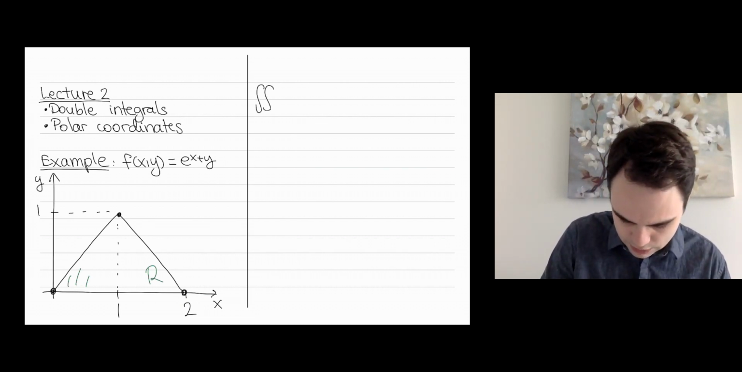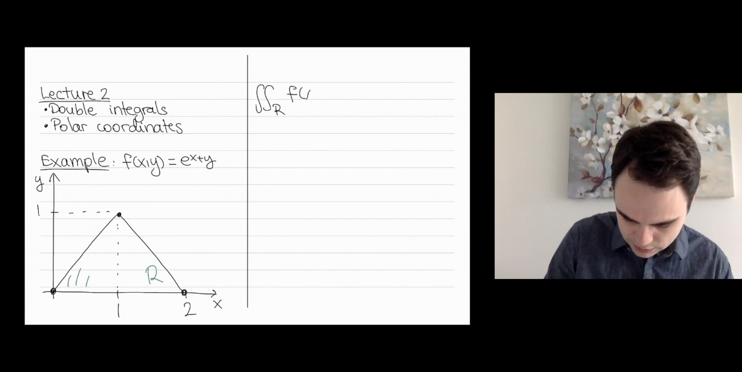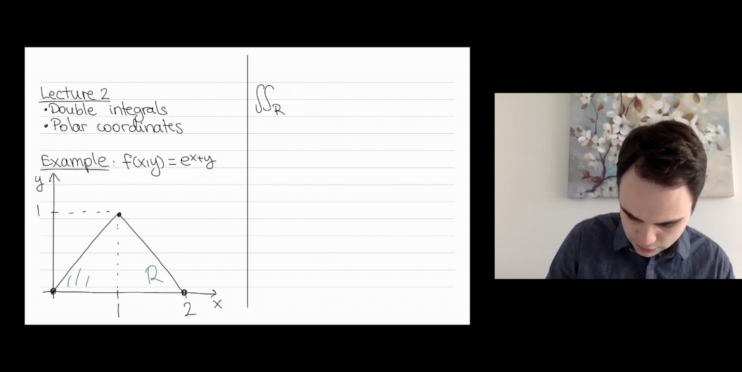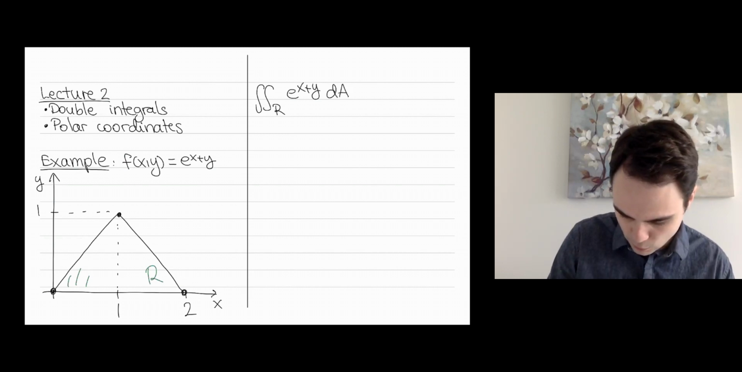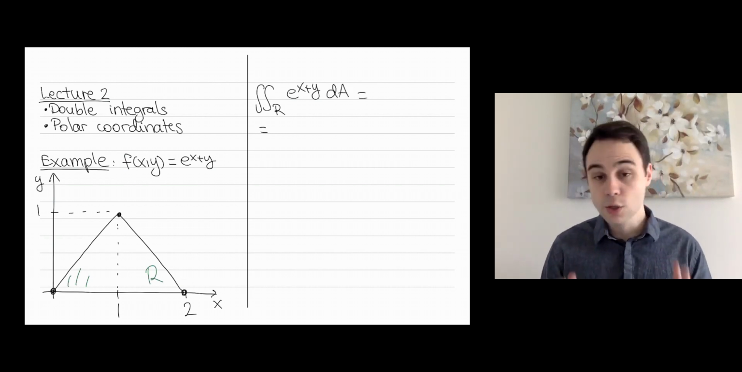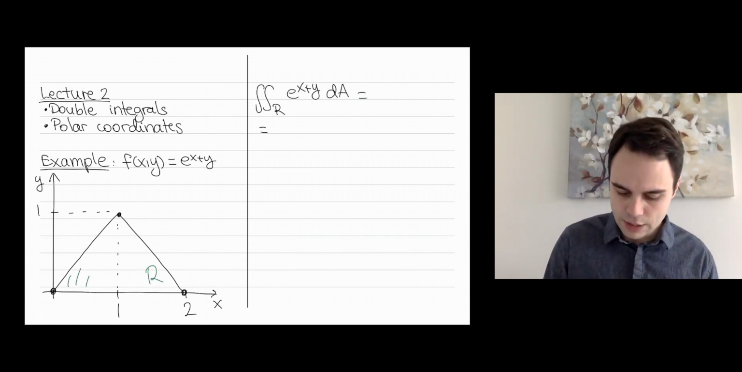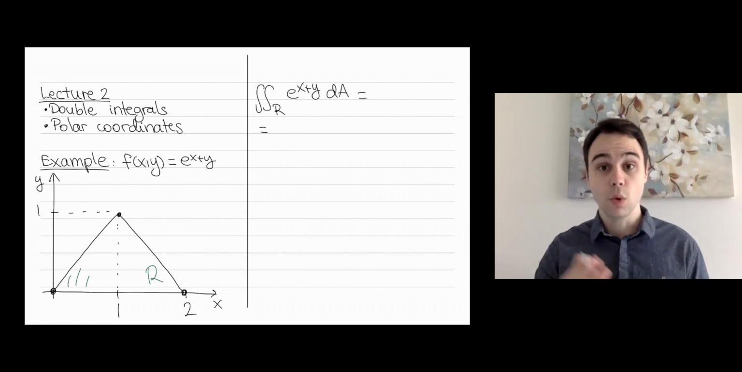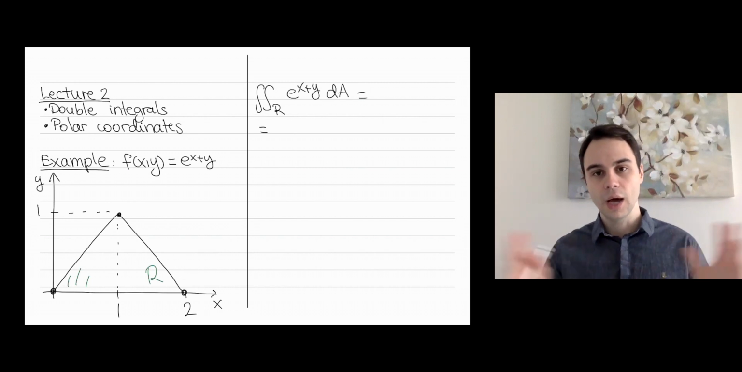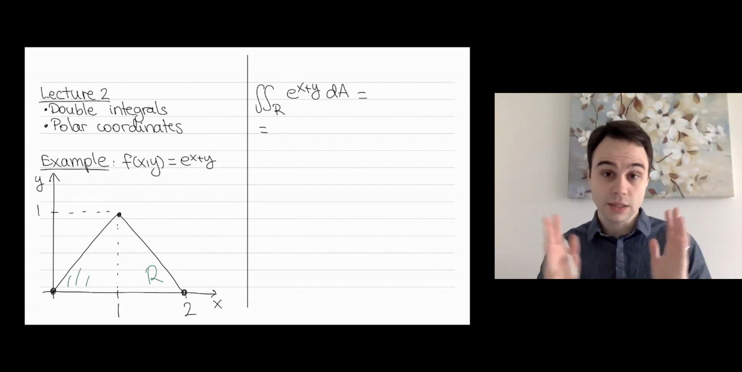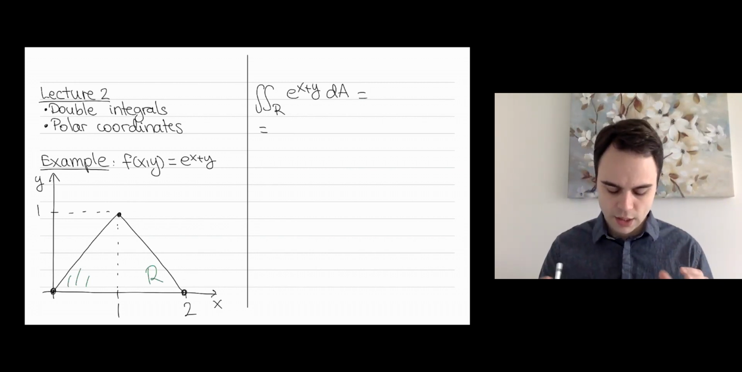So we want to evaluate this. Let me just plug in the formula for f of x, y. Last time we did this integral in the order dy dx, so the outside integral was in x, and the inside integral was with respect to y. Today, let's do it the other way around.